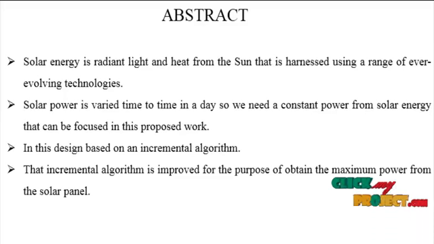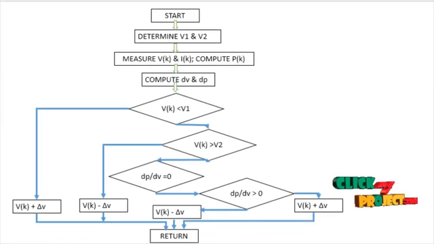The incremental algorithm provides enhancement of speed in maximum power point tracking. This approach includes two categories of controlling, such as open and closed loop control. This implementation is done in the Matlab Simulink environment. Next we see the flow diagram of our product.